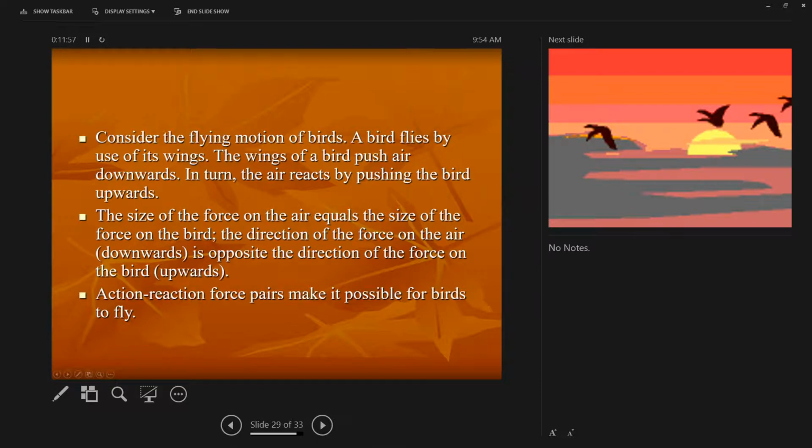The size of the force on the air equals the size of the force on the bird. The direction of the force on the air, downwards, is opposite to the direction of the force on the bird. Action-reaction force pairs make it possible for birds to fly. So there's always going to be an equal and opposite reaction.